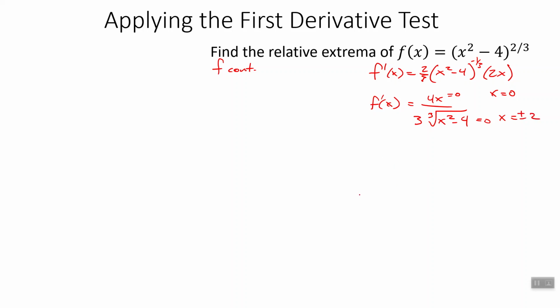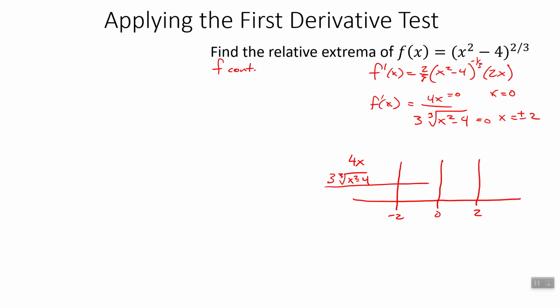All right, so now we take a look at our number line chart. We go from negative infinity to positive infinity, but we've got negative 2, we've got 0, and then we've got 2 in order. So our factors would be 4x, and then I'm just going to put the whole bottom, 3 times the 3rd root of x squared minus 4. All right, and let's see what happens with the signs there. 4x is the easy one. It changes at 0. Everything below 0 we plug in there is going to be negative. Everything above 0 is going to be positive.